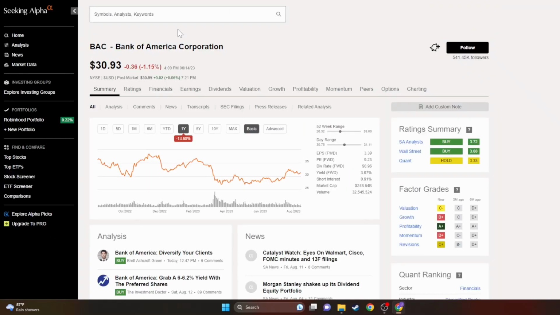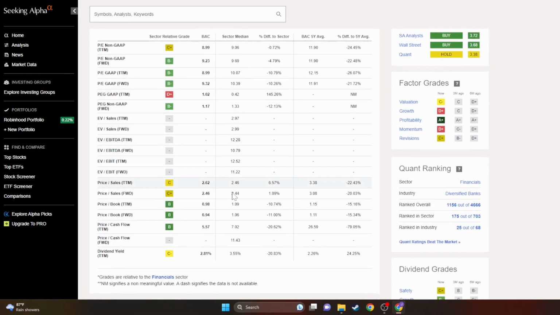Or you can go to my favorite website, which is Seeking Alpha, look up the company, go to valuation and scroll down. You can find the trailing 12 months price to book ratio or the projected 12-month price to book ratio, which is 0.98 and 0.94 respectively.